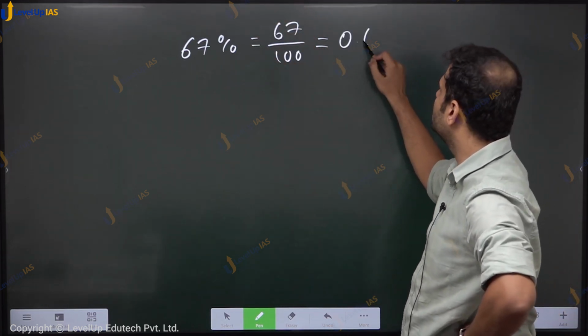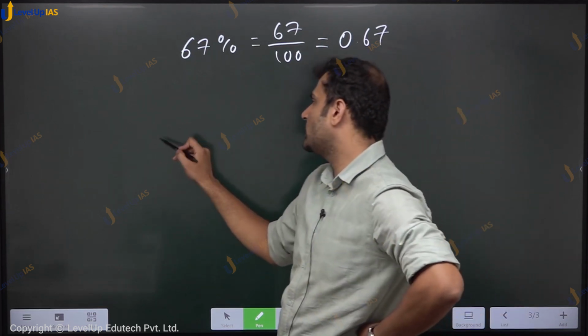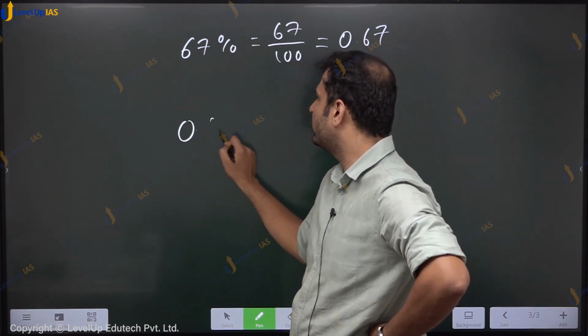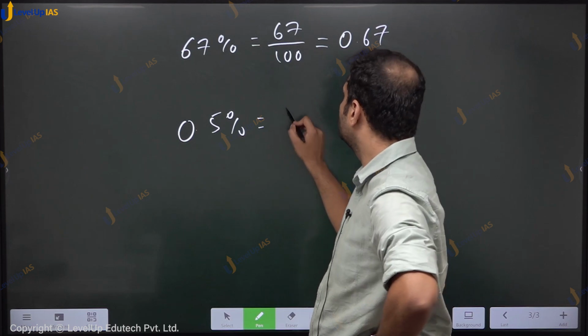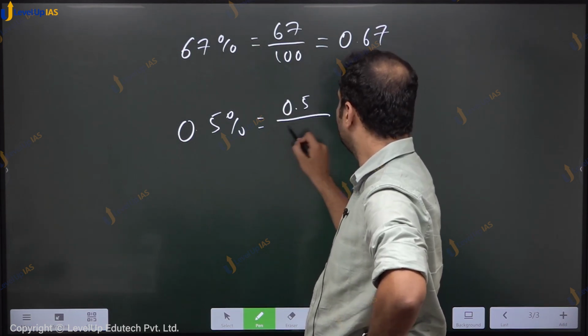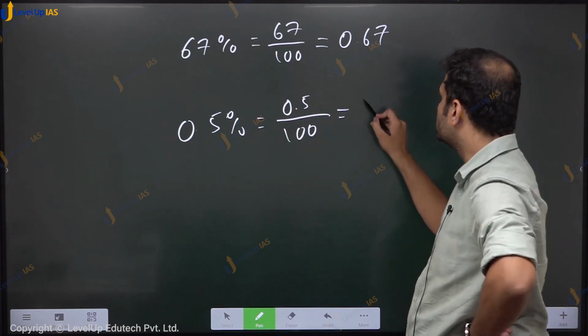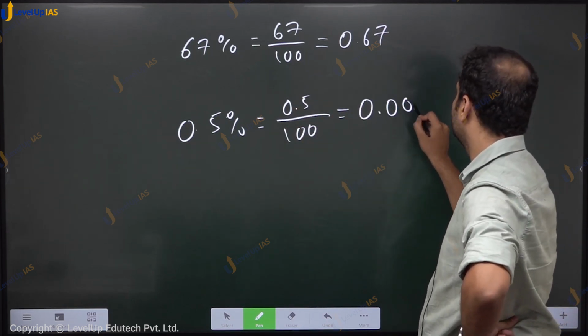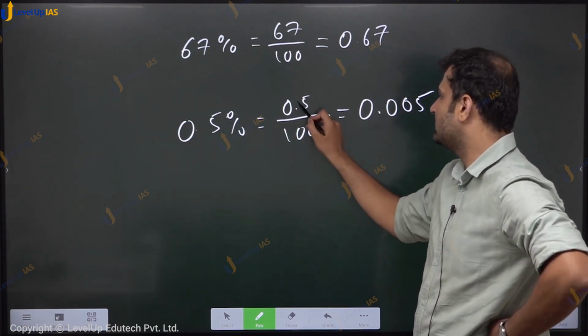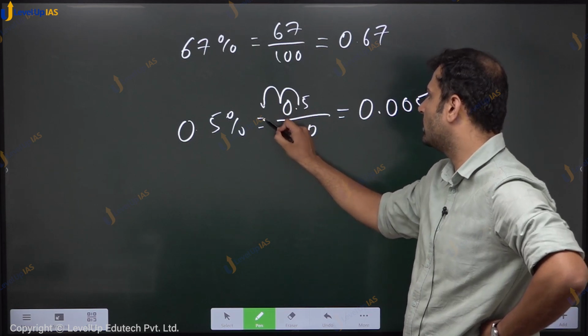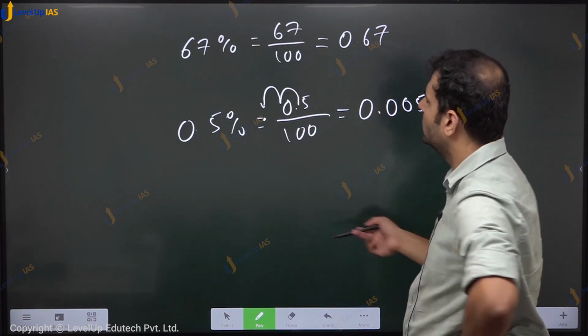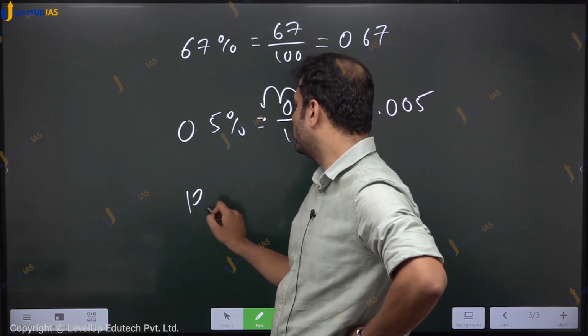So it is 0.67. वैसे ही कुछ और लेते हैं, 0.5% is equal to 0.5 divided by 100, which is equal to 2 decimals to the left, 0.005. यहाँ से यहाँ और यहाँ, तो यहाँ पे आ जाए. Fine. And we can take some more examples.